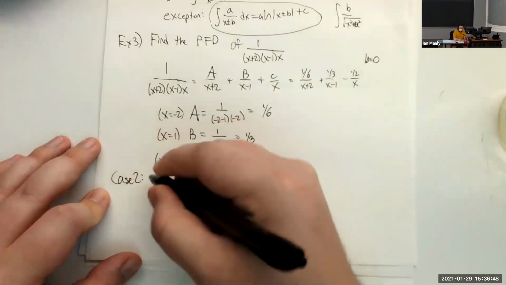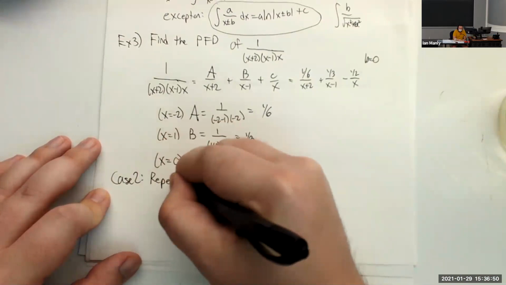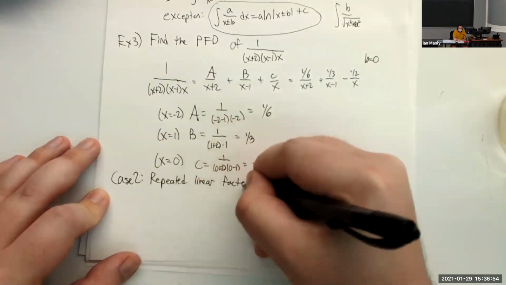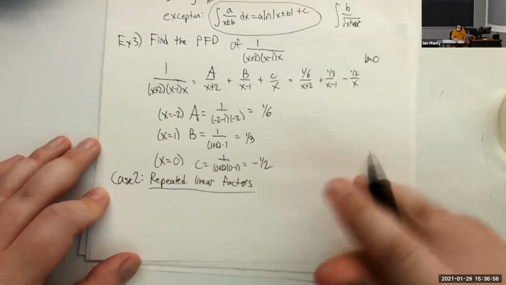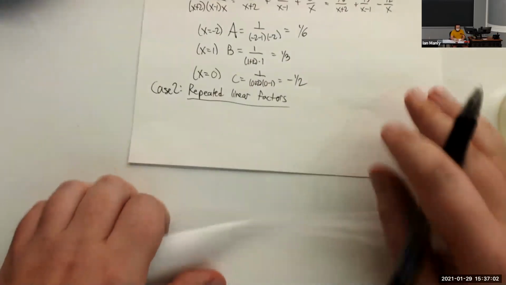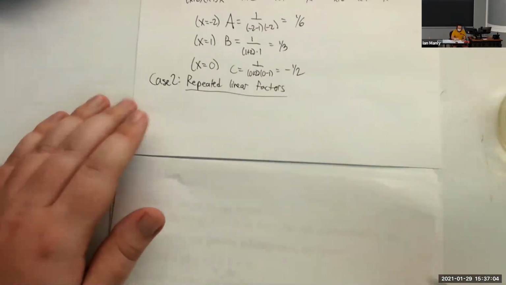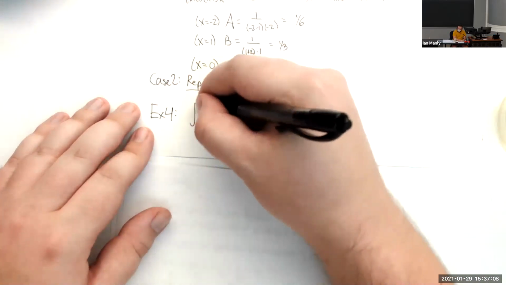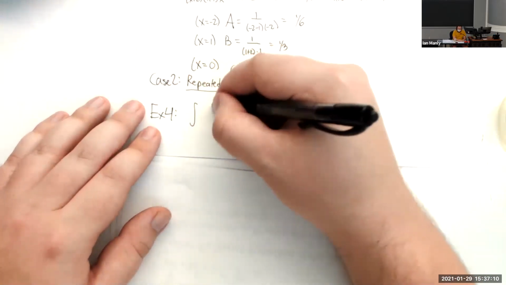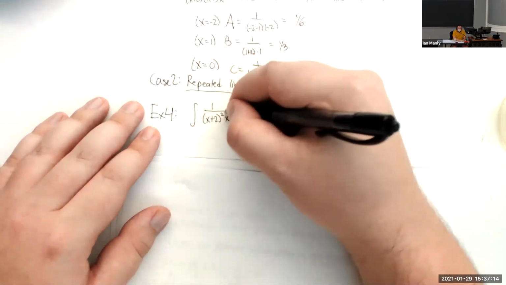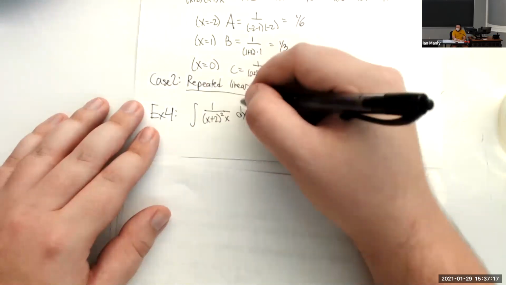Case 2 is where we have repeated linear factors. Okay, so what does this mean? Well, let's take a look at an example here. So for our final example here, example 4, I want to try to do the integral of 1 over x plus 2 quantity squared times x, right here.